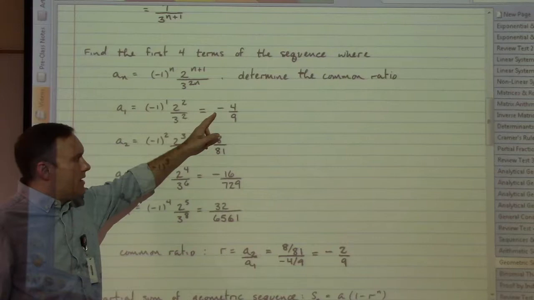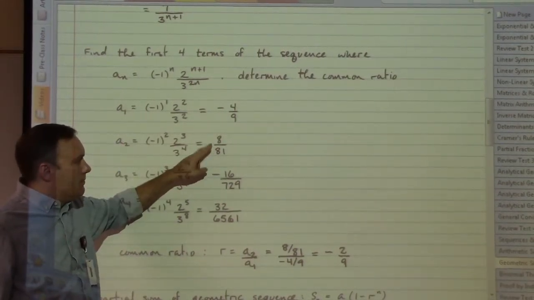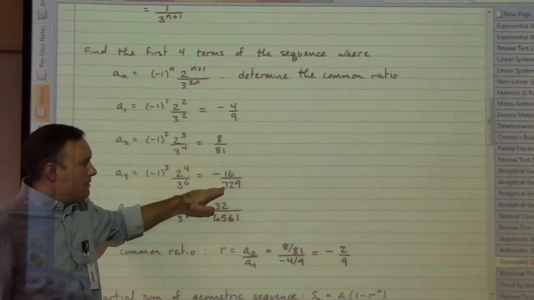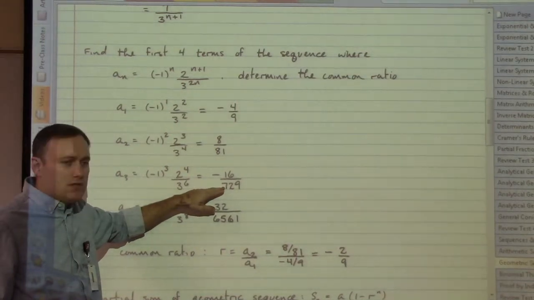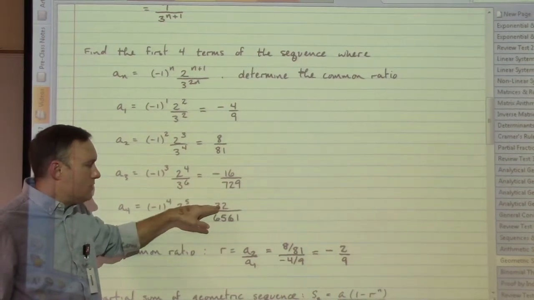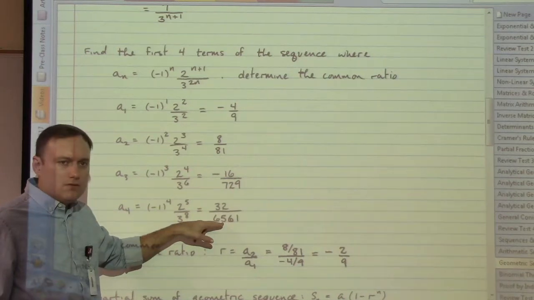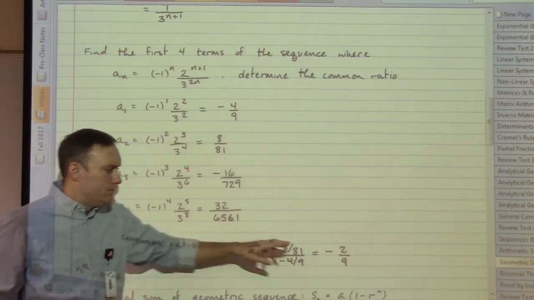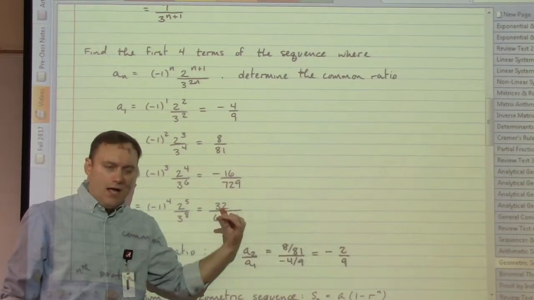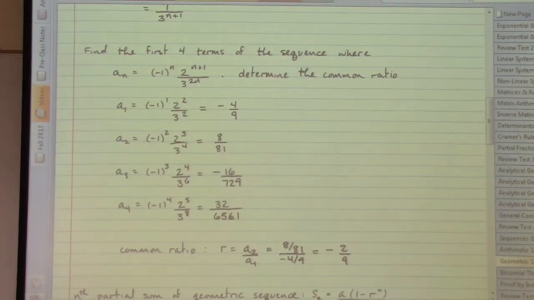Negative times a negative is a positive. 4 times 2 is 8. 9 times 9 is 81. Positive times a negative is a negative. 8 times 2 is 16. 81 times 9, we can double check, that would be 729. Negative times a negative is a positive. 16 times 2 is 32. 729 times 9, we can verify, is 6561. So, with a little extra thought about how everything works there, we can verify that we've done that correctly. So there we go, there's our common ratio.